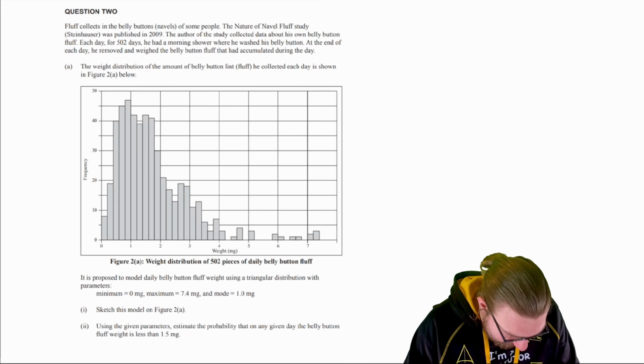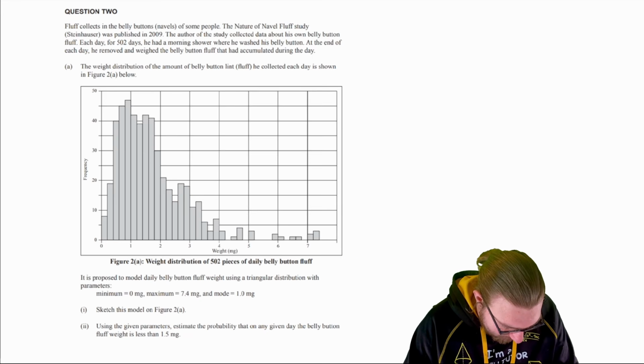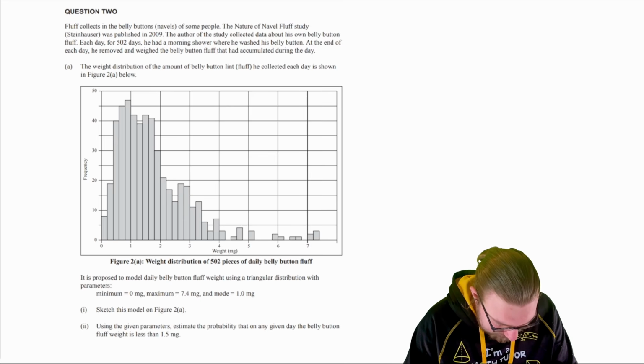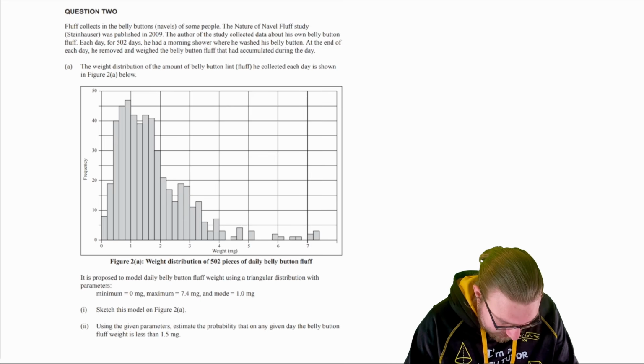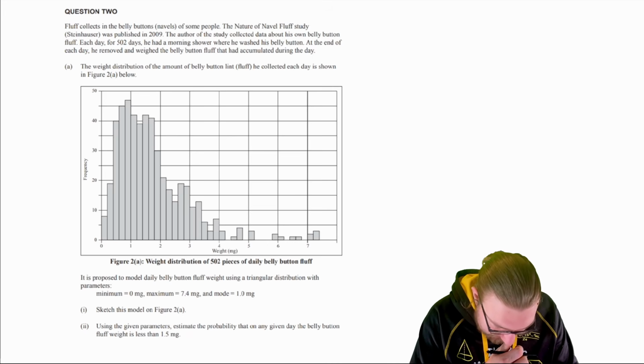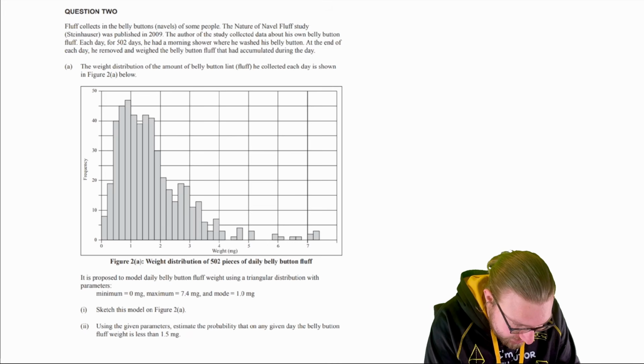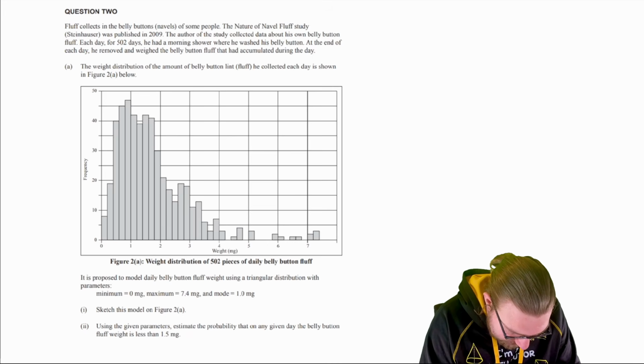Okay. It is proposed to model daily belly button fluff weight using a triangular distribution with the parameters minimum 0, maximum 7.4, and mode 1. Okay. Sketch the model. Okay, we just need to sketch it. So what kind of distribution do we have here? Yeah, so we can have a look. They are telling us it is a triangular distribution.